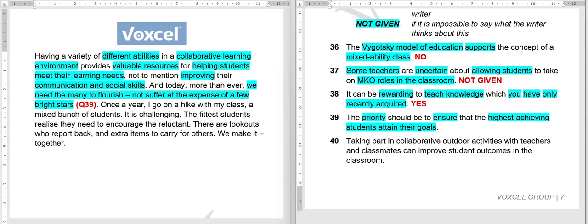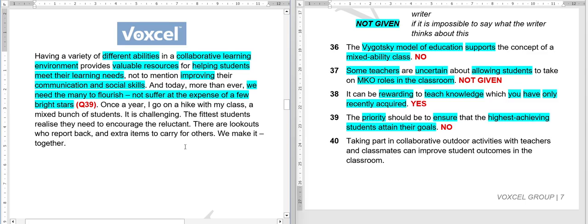And time's up, and the answer to this is no. I hope it is clear, and you arrived at the correct answer. Why is it no? Because here the priority is not only the highest achieving students. Here they are saying we need the many to flourish, not suffer at the expense of a few bright stars. So we do not want other people to suffer.